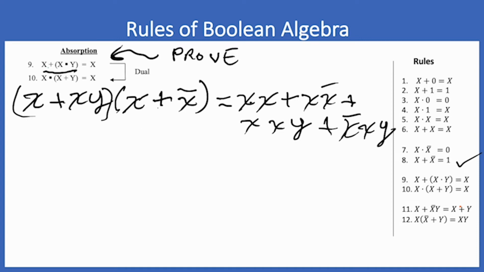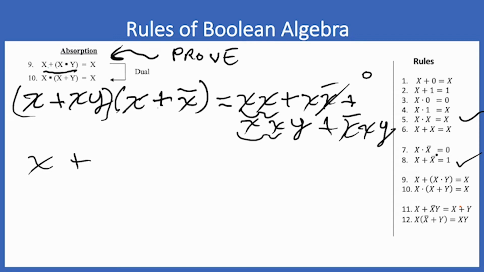Okay, well, let's look at these terms. xx, from the sameness theorem, x times x, number 5 right here, it says that xx is just equal to x. So we have x plus x times x bar. Well, what's x times x bar? Anything times its complement is equal to 0. So this whole term here is a 0. So that's a 0. We don't have to include it.